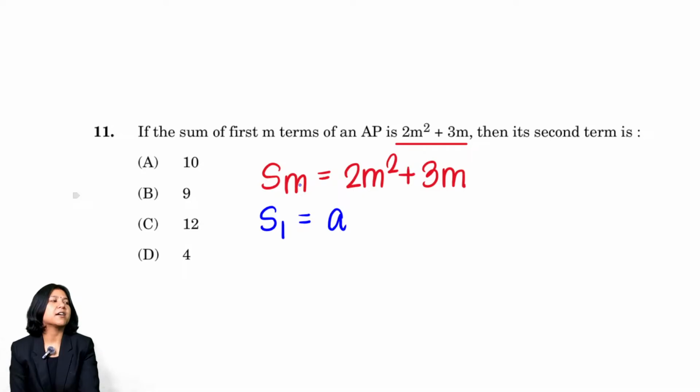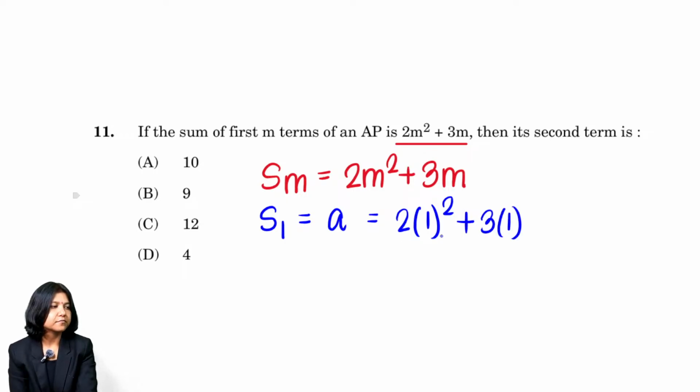So by plugging in m as 1, what we are doing is we are finding the first term. If I find the first term, then I'll just do 2 times the square of 1, which is just 1, times 2, plus 3 times 1. So 2 times 1 plus 3 is 5. I got that my first term is 5.